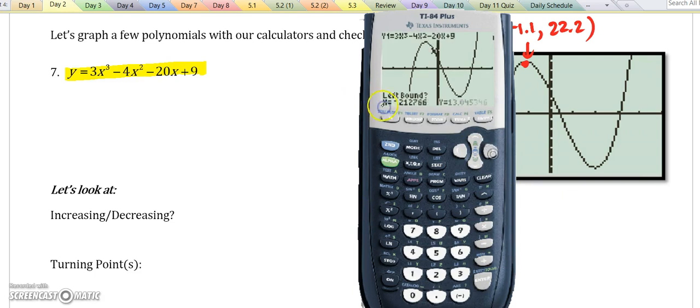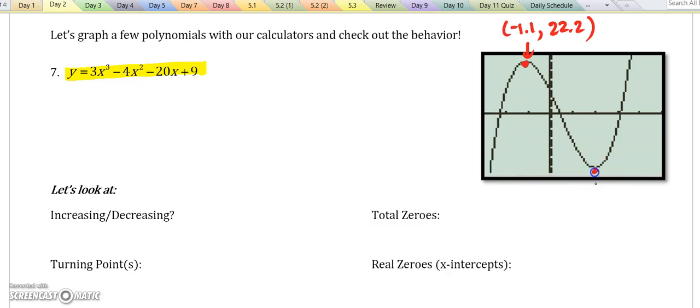Now I'm going to hit second, calculate, go down to minimum, hit enter. All right, I'm going to go scrolling over kind of slow. All right, I'm going to go left bound, hit enter once, go right bound, hit enter again, enter a third time, and I find that relative min to be about 2, comma, negative 23.